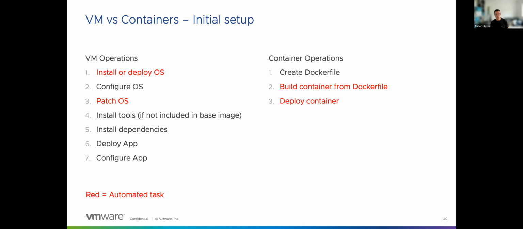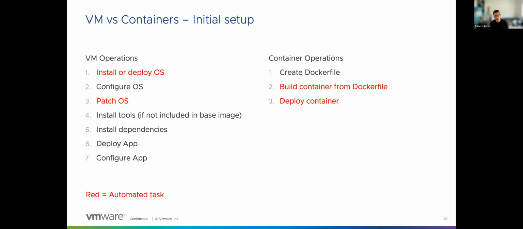Then you install the tools you need to support your applications. You might have some, you might not. And again, if they're not included in the base image. Then you install dependencies. Let's play with the Python part. The dependencies here would probably be the right Python framework, which is probably not included in your base image because this is a specific thing you're doing. Then you deploy your application and you configure your application. And then you're good to go.